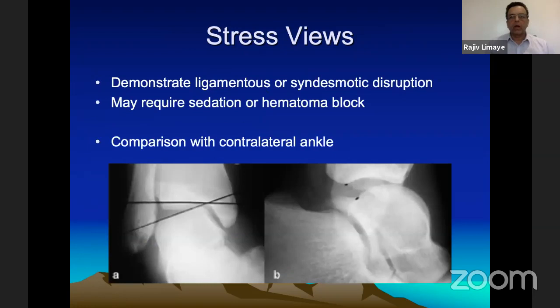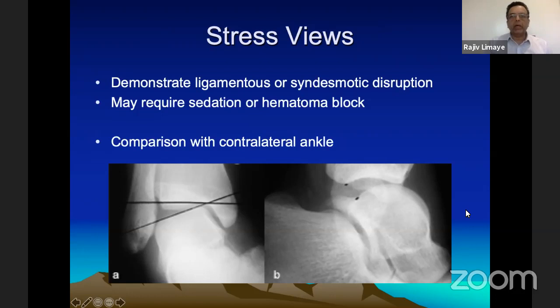The stress tests are done either in the clinic setting, if the patient is not in so much pain, but generally my experience is in the acute setting, this is very painful and hence it is not done routinely. It can be done as an adjunct to arthroscopy before we do any surgical intervention. It can also be done in a chronic setting, and this can be done in the clinic very easily. It may require sedation. It may require a hematoma block in the acute setting, but it's important to examine the contralateral ankle as well to compare the findings.